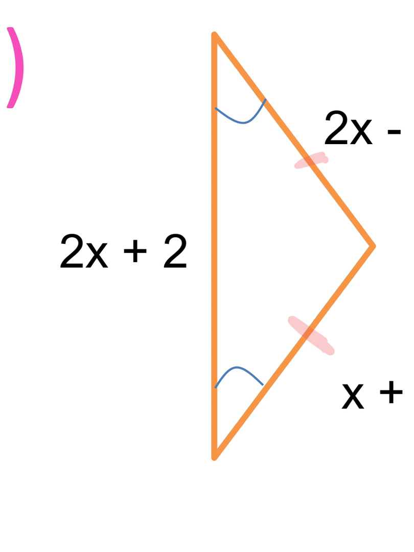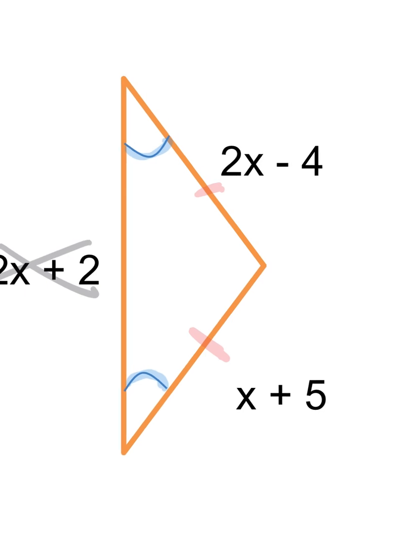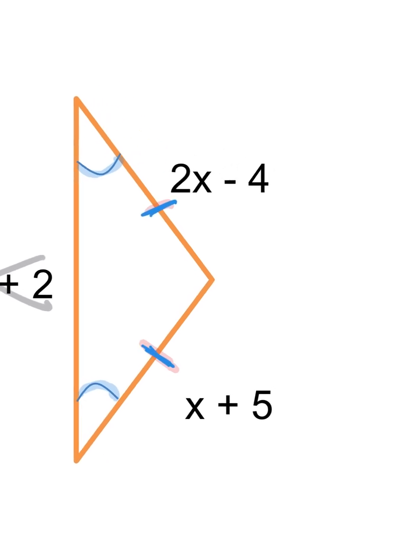Notice we can use the converse of our base angles theorem, that if we have two congruent base angles, then the sides opposite them are also congruent. Now, this 2x plus 2 is here to confuse you. We do not need that expression. All we need are the two sides that are congruent, the legs, and because I know that these two sides are congruent, to solve for x, I'm going to set them equal to each other.